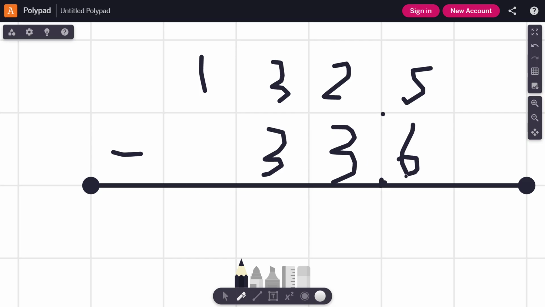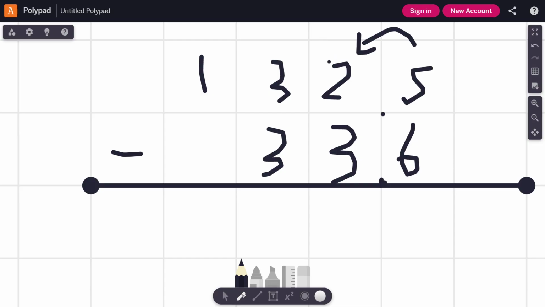Alright, let's see here. 5 take away 6. It's impossible. So we have 6/10 here, and then we want 6/10 from 5/10. The 5/10 cannot give 6/10. So it asks its neighbor right here. Yeah, that's 1. You did not hear wrong, because 10/10 is actually 1.